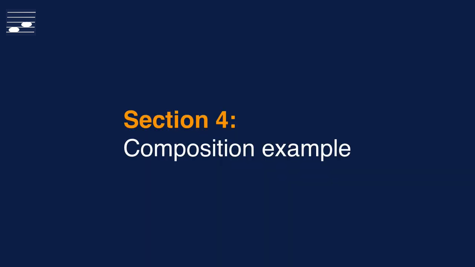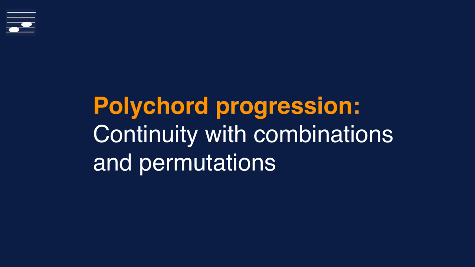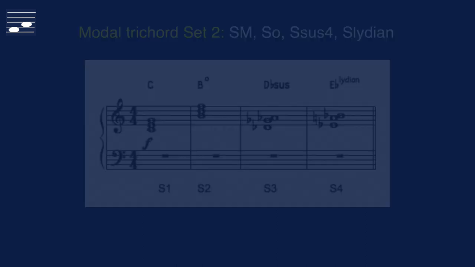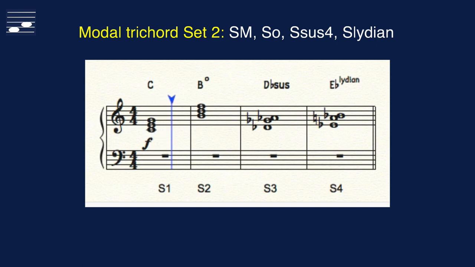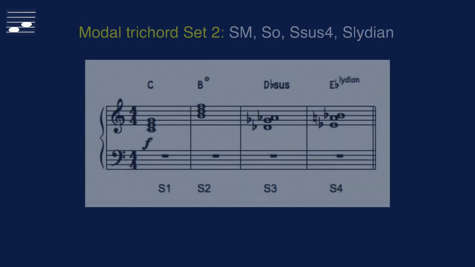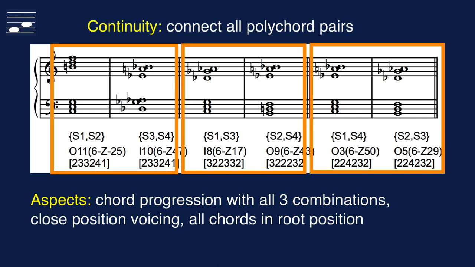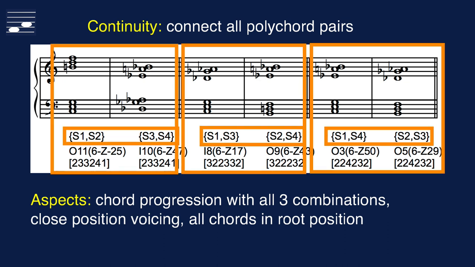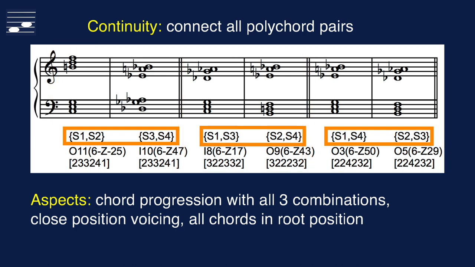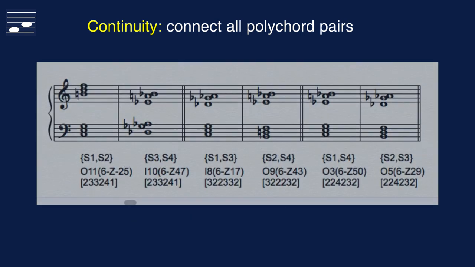For the final composition example in this tutorial, we return to modal 12-tone triad set number 2 and investigate its potential for continuity creation. In the first continuity draft, you recognize all three polychord pair combinations in close position voicing and with the trichords in root position.